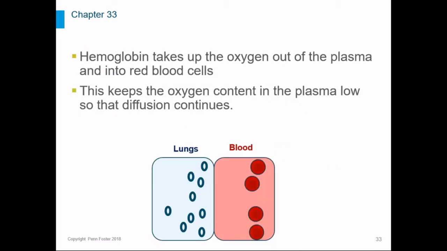Now, this diffusion only works if there's a lower concentration of oxygen in the blood. So some oxygen, that's the little blue circles in this diagram, is going to move into the blood. And at this point, more diffusion wouldn't really happen in this diagram. So the hemoglobin takes oxygen out of the plasma and into the red blood cells, which keeps the oxygen content in the plasma low enough that diffusion continues and you get more oxygen in the blood.